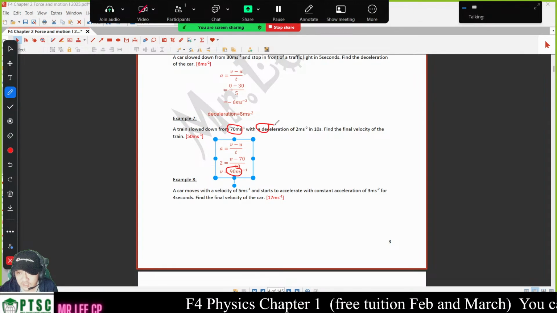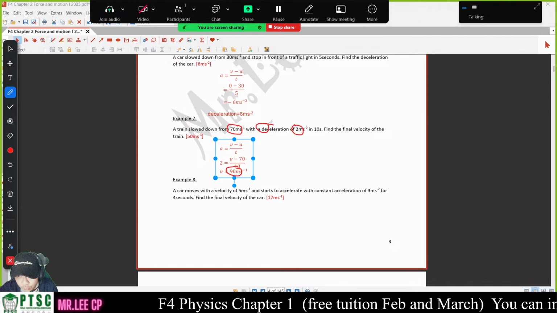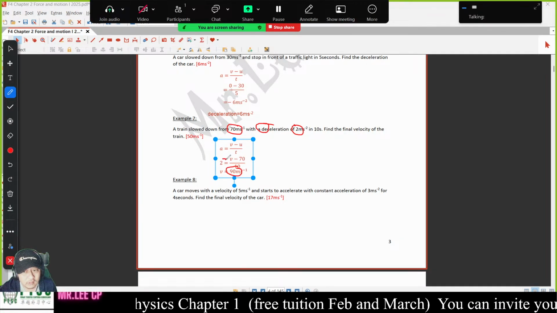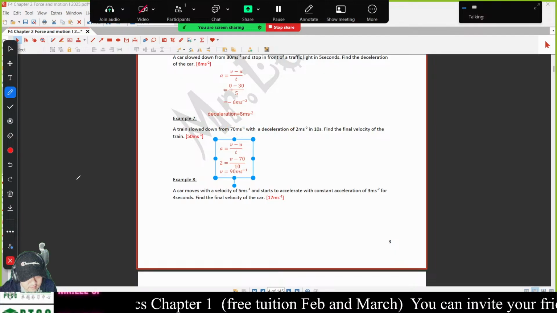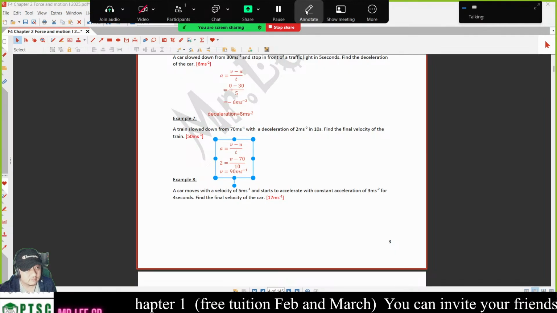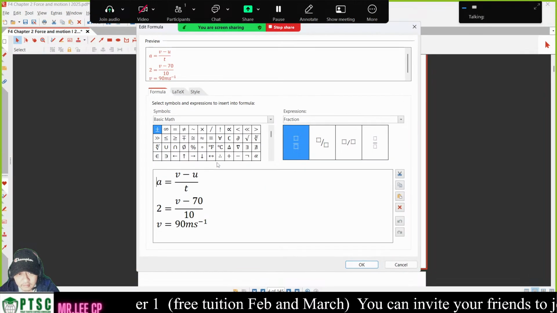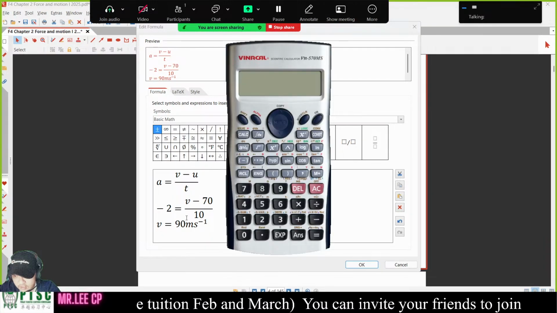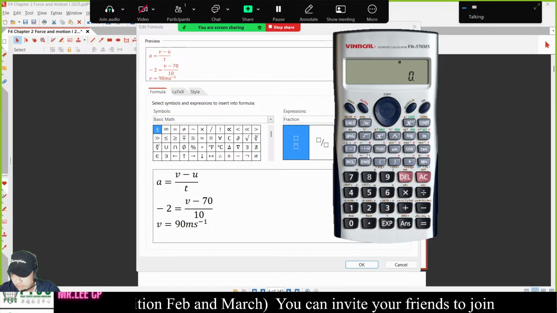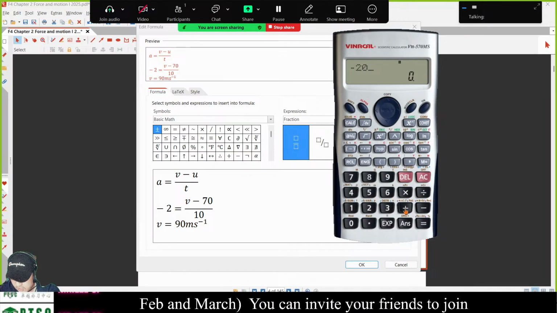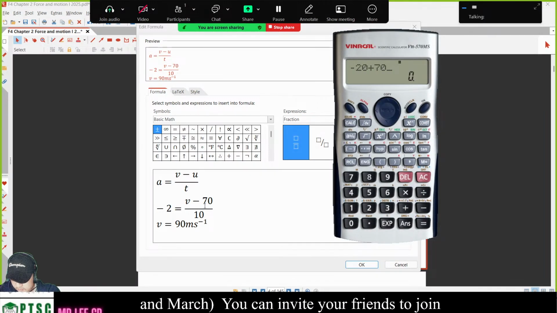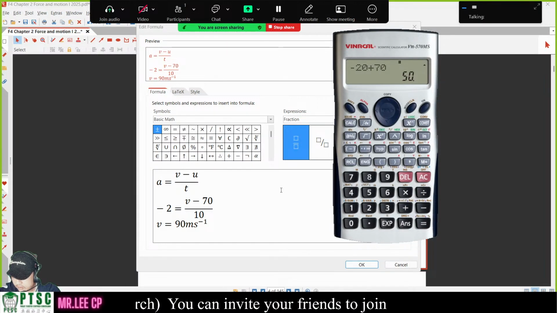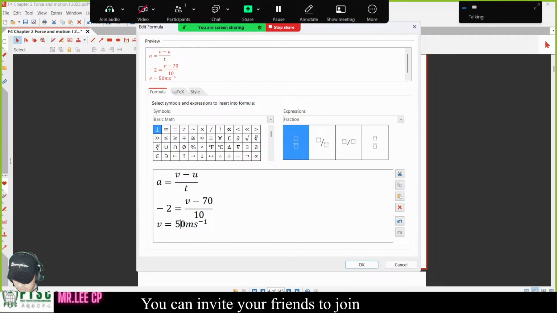This one is deceleration of 2. This one is acceleration. Where do I get wrong? So this one should be negative 2. Alright? So negative 2 times 10, negative 20. Negative 20 plus 70. This negative 70 comes to here and becomes plus. Leave V alone. So I'll get 50. So answer 50 is the correct one.